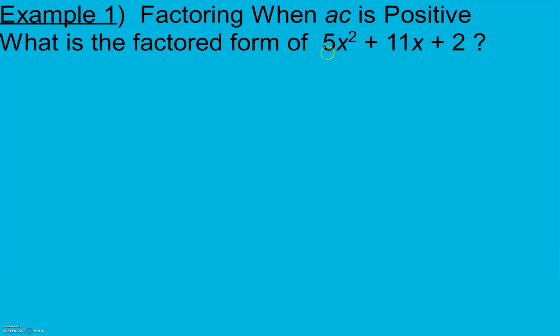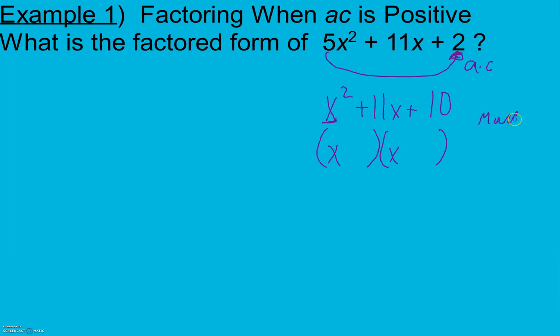In order to do the swing method, I'm going to swing my a to the back and multiply it. So I'm going to take a times c and rewrite it. I'm going to have x squared plus 11x plus 5 times 2, which is 10. Again, it's called the swing method because we swung that 5 to the front. Now I'm going to factor this just like we did last section. To multiply to x squared is x and x. I'm going to multiply to 10 and add to 11.